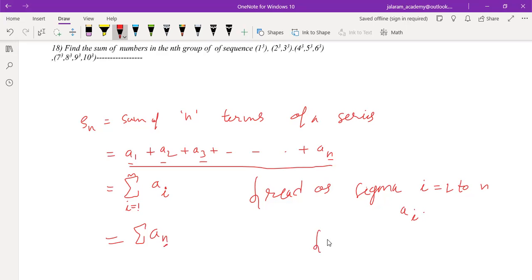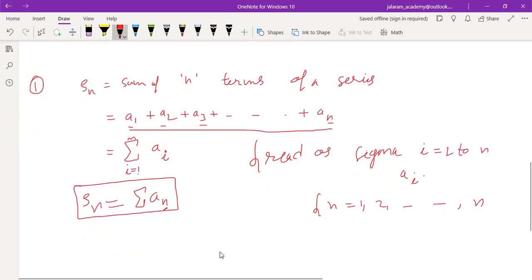Starting from, as we know that natural numbers start from 1 until n, we have to use its value, and sigma means their summation. Sigma represents the summation. So always remember Sn equals sigma an. Okay. So this is the most important theorem when we find the sum of natural sequences.